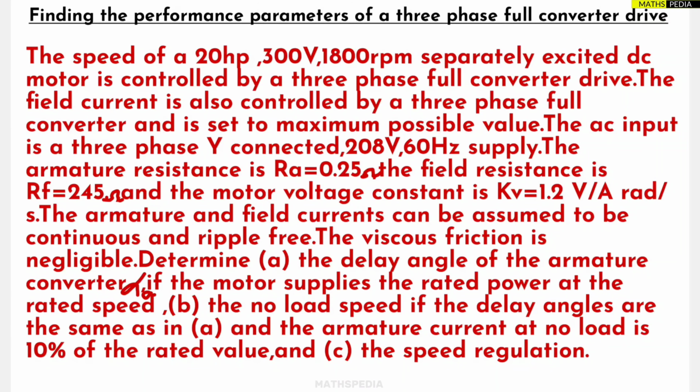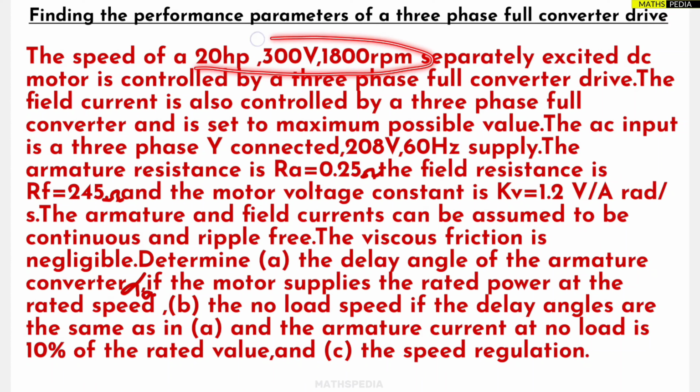So hey guys, in this video we are going to solve a problem based on the three-phase full converter drive, which we basically use for the speed control of a separately excited DC motor. You have to remember the formulas for the three-phase full converter. There are only two formulas, VA and VF, and for the separately excited DC motor we have solved many problems, so you have to remember those formulas too.